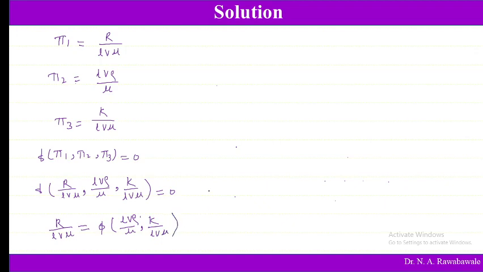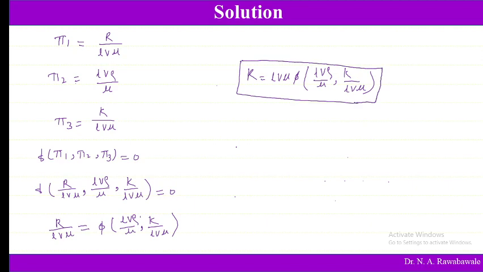Or this can be written as r is equal to l v mu times a function of l v rho divided by mu and k divided by l v mu. So this is how we can correlate resistance with the dependent variables. Thank you. Today we stop here and we will discuss a few more problems in the next class.